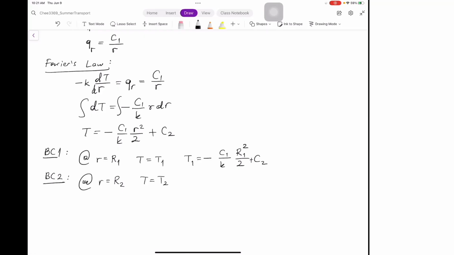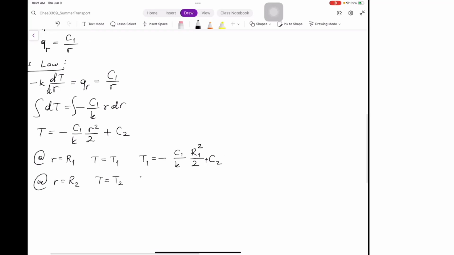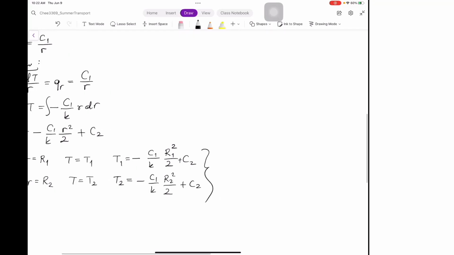Although T1 and T2 are not given, you can actually write it in terms of T1 and T2. Instead of using C1 and C2, you can solve for C1 and C2 in terms of T1 and T2. And then try to find out what T1 and T2 are with respect to the fluid temperatures, TA and TB, that we're going to do in another step. So T2 is equal to minus C1 over K, R2 squared over 2 plus C2. So you can actually solve these two equations.